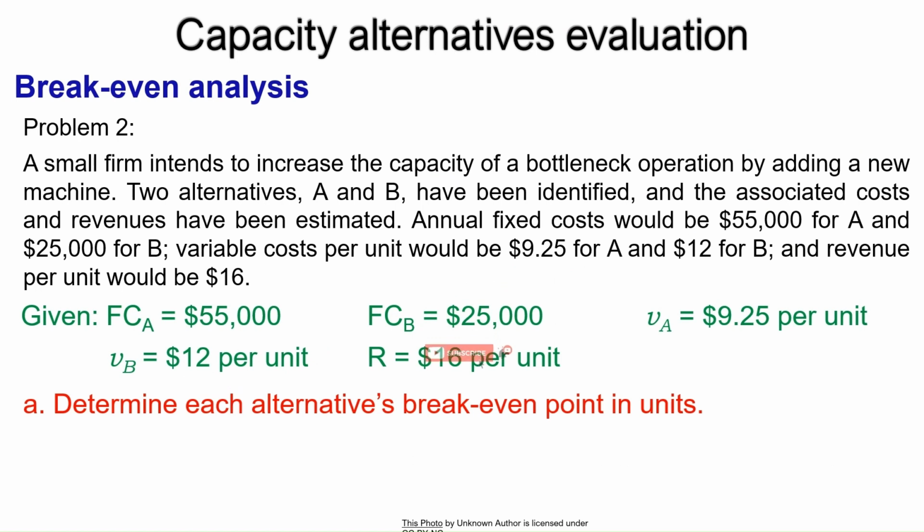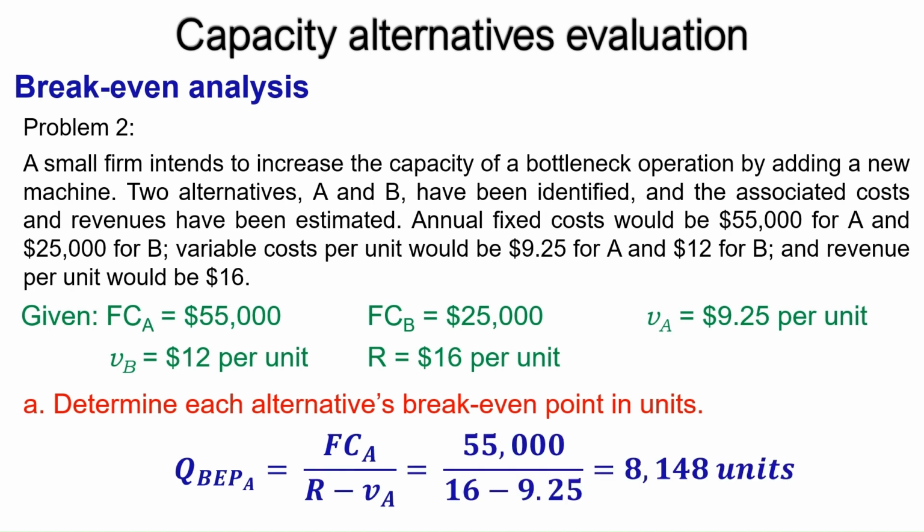Let us mathematically solve the first question. In general, QBEP equals the fixed cost divided by the difference between the revenue per unit and the unit variable cost. So, QBEPA equals FCA divided by (R minus VA), which equals 55,000 divided by (16 minus 9.25), which equals 8,148 units.